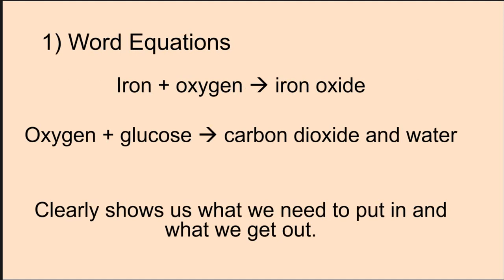The first is in a word equation. Here are 2 examples. Iron plus oxygen goes to iron oxide. The second says that oxygen plus glucose goes to carbon dioxide and water. When we use word equations, they clearly show us what we need to put in and what we get out of the reaction.